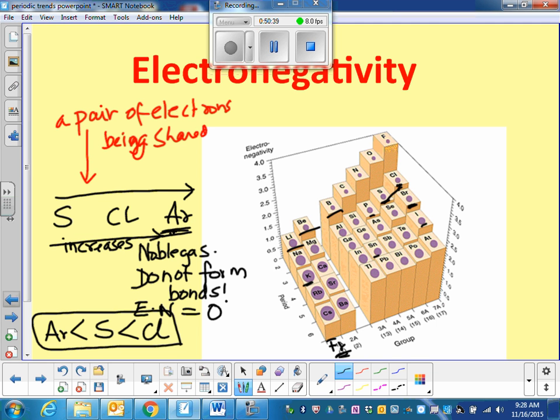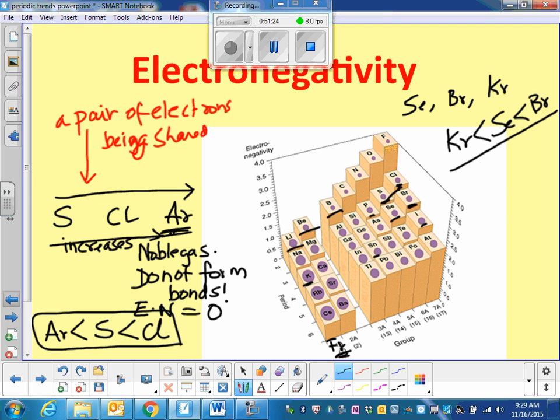Shall we do one more example? Selenium, bromine, and krypton. Which will be the least? Krypton is the least, followed by selenium, followed by bromine. Do we understand if they include a noble gas? Please, it is zero. Even though it's at the end, it is zero in the periodic table. Do you understand this? Okay.